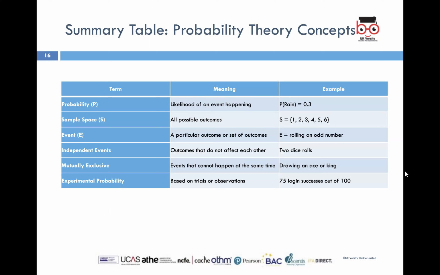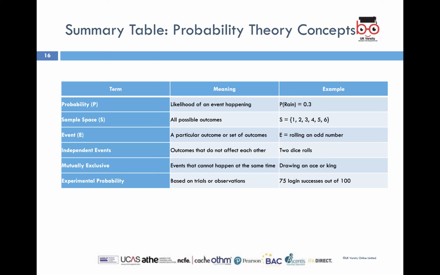Here's a summary table of probability theory concepts. First, probability is the likelihood of an event happening, for example, P(rain) equals 0.3. Sample space means all possible outcomes, for example, S equals 1, 2, 3, 4, 5, 6 on a die. An event is a particular outcome or set of outcomes, for example, rolling an odd number on a die.